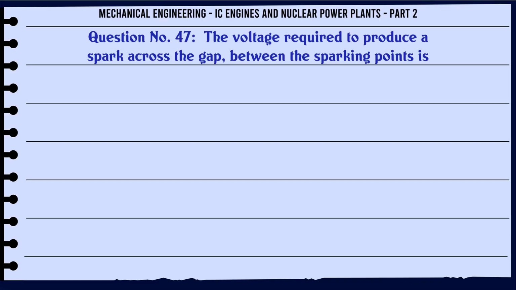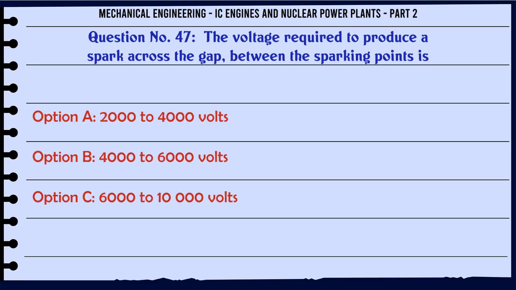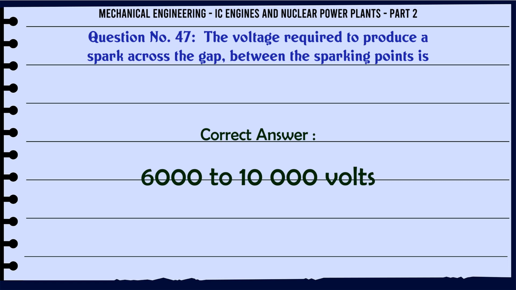The voltage required to produce a spark across the gap between the sparking points is A. 2000 to 4000 volts, B. 4000 to 6000 volts, C. 6000 to 10000 volts, D. 10000 to 12000 volts. The correct answer is 6000 to 10000 volts.